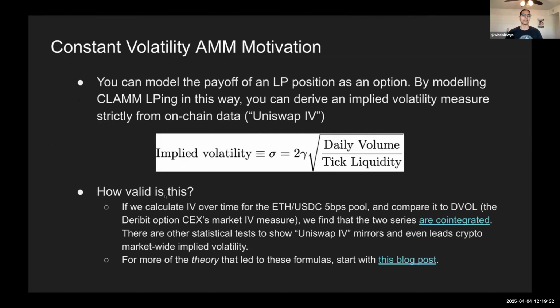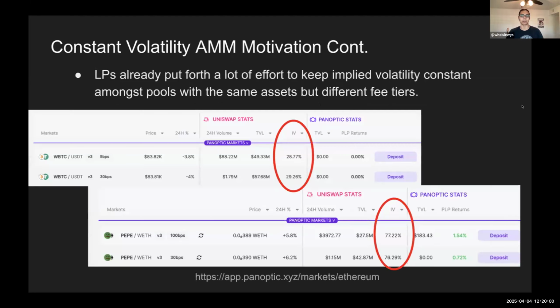A really good question to ask is, how valid is all of this moon math? It sounds kind of sketchy. There's a link in my slides to a Panoptic research article where we do a bunch of statistical tests on this implied volatility series. One of the strongest is that it's co-integrated with Deribit's DVol, this Uniswap IV series. You can see some other statistical tests here, but long story short, this implied volatility metric just from Uniswap data is a really good measure of market-wide implied volatility.